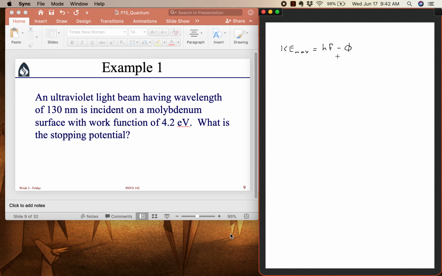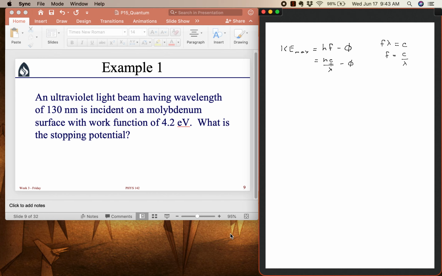So another way of writing this same expression is that the maximum kinetic energy is equal to hc over lambda minus the work function. Here we've just made use of the wave equation for light, where the frequency times the wavelength is equal to the speed of light, and then rearranged so that frequency is equal to c over lambda, and substituted that in for the frequency. So we're given the wavelength, and we also know the work function, so we can calculate the maximum kinetic energy of the electrons that are liberated from the metal.